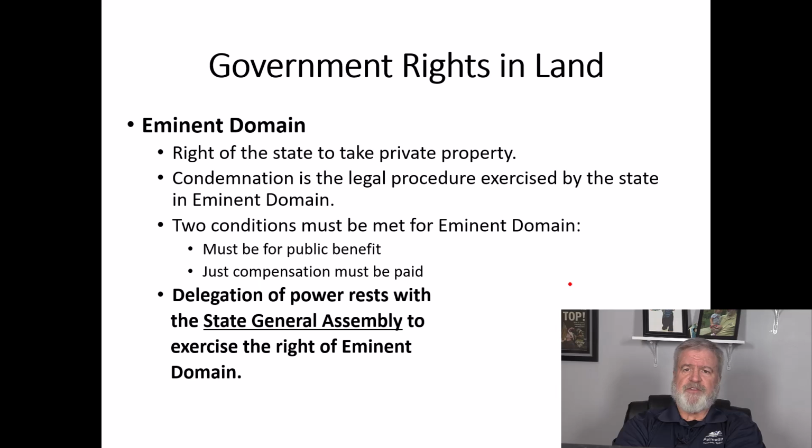But look, if the state decides they need to take it, they're going to take it. There's really nothing you can do about it. But they have to make sure one of the reasons they're doing it has to be for public benefit. Legally, the state is not supposed to be able to just take somebody else's property and give it to somebody else. Y'all, that's not for the benefit of the public.